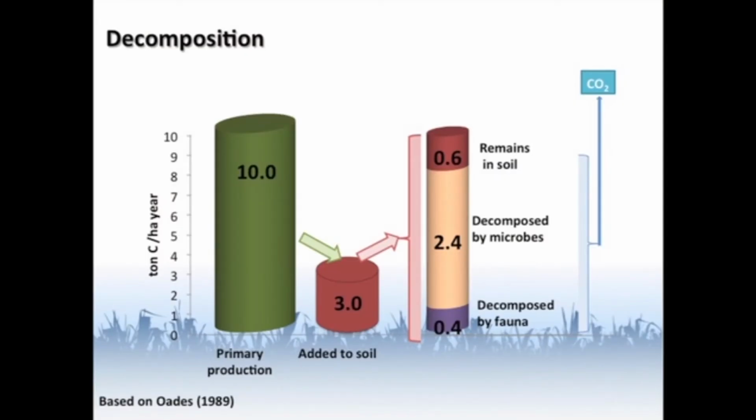Let's look at some numbers. If overall, we'll say plants produce 10 tons of carbon per hectare per year, then about 3 tons of it will be added to soil, and the majority, 4/5 of it, will be decomposed right away. Some, again, by fauna, and the lion's share by microorganisms, bacteria and fungi. And then about 0.6 of a ton will remain in soil as that organic matter.